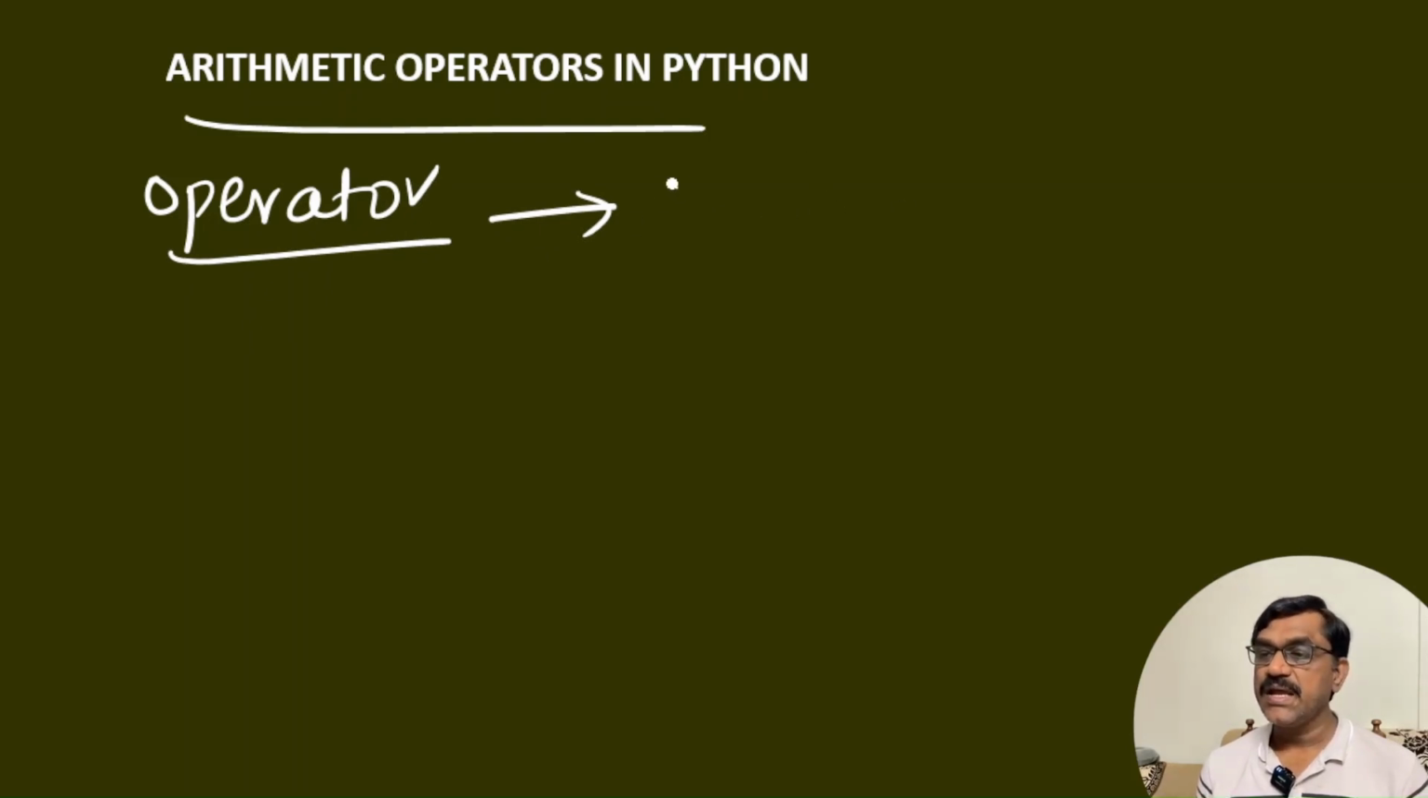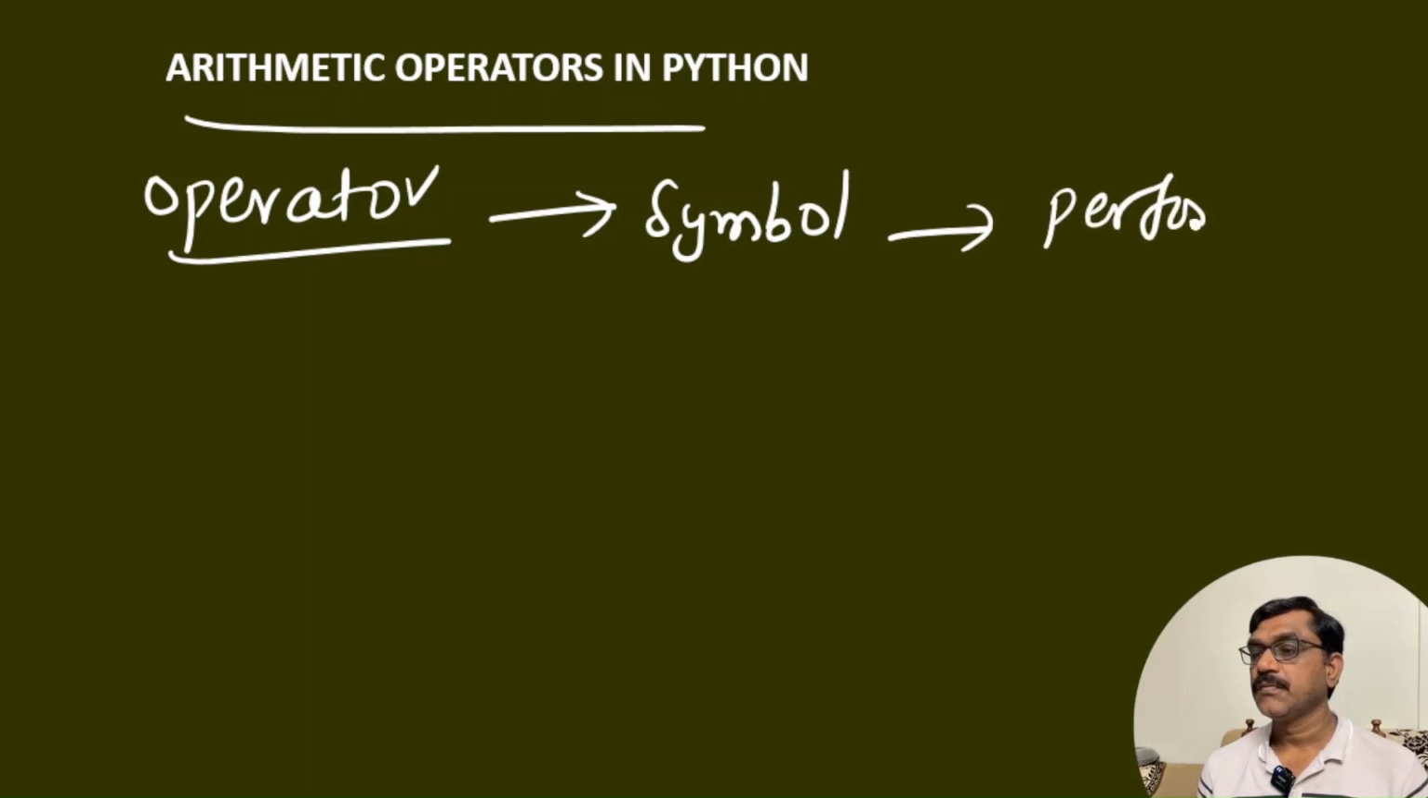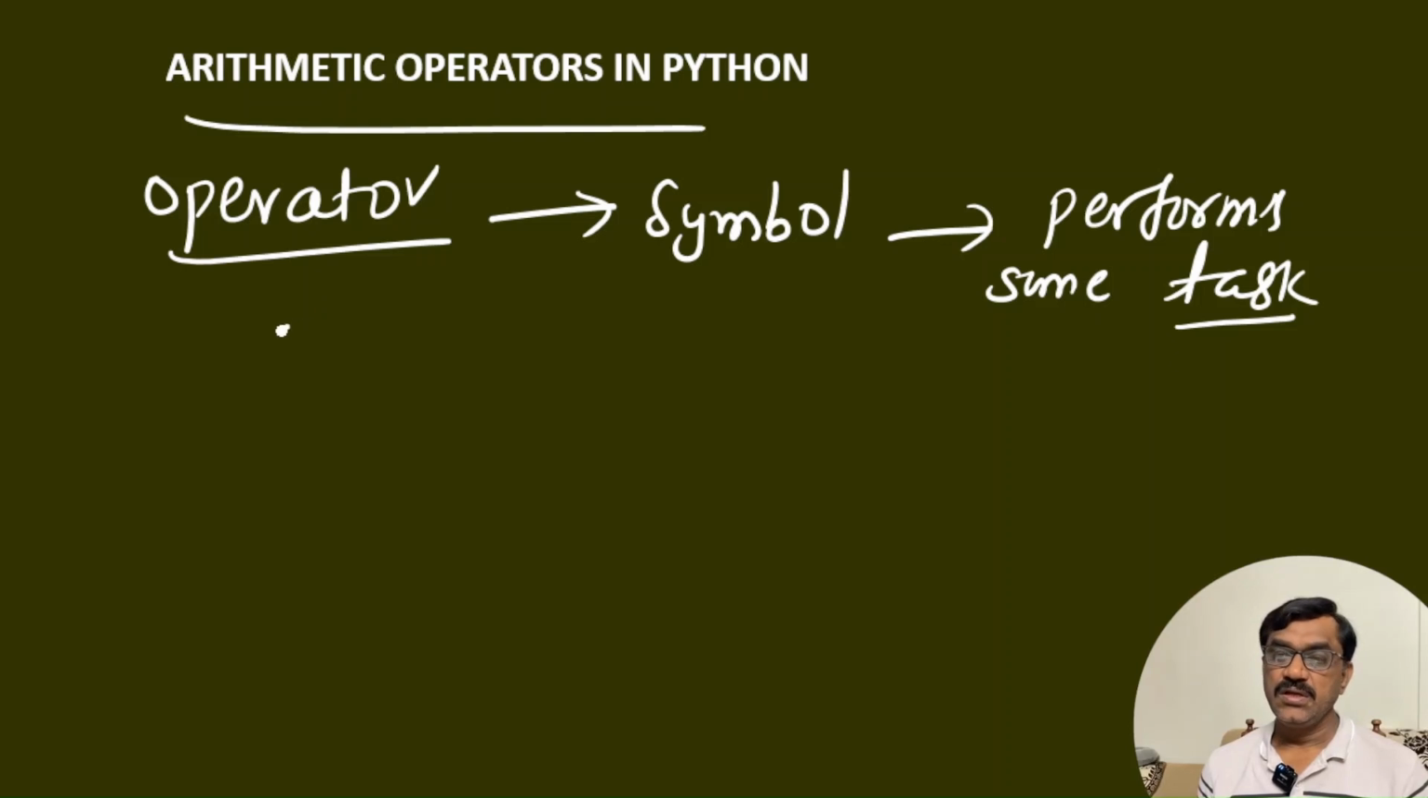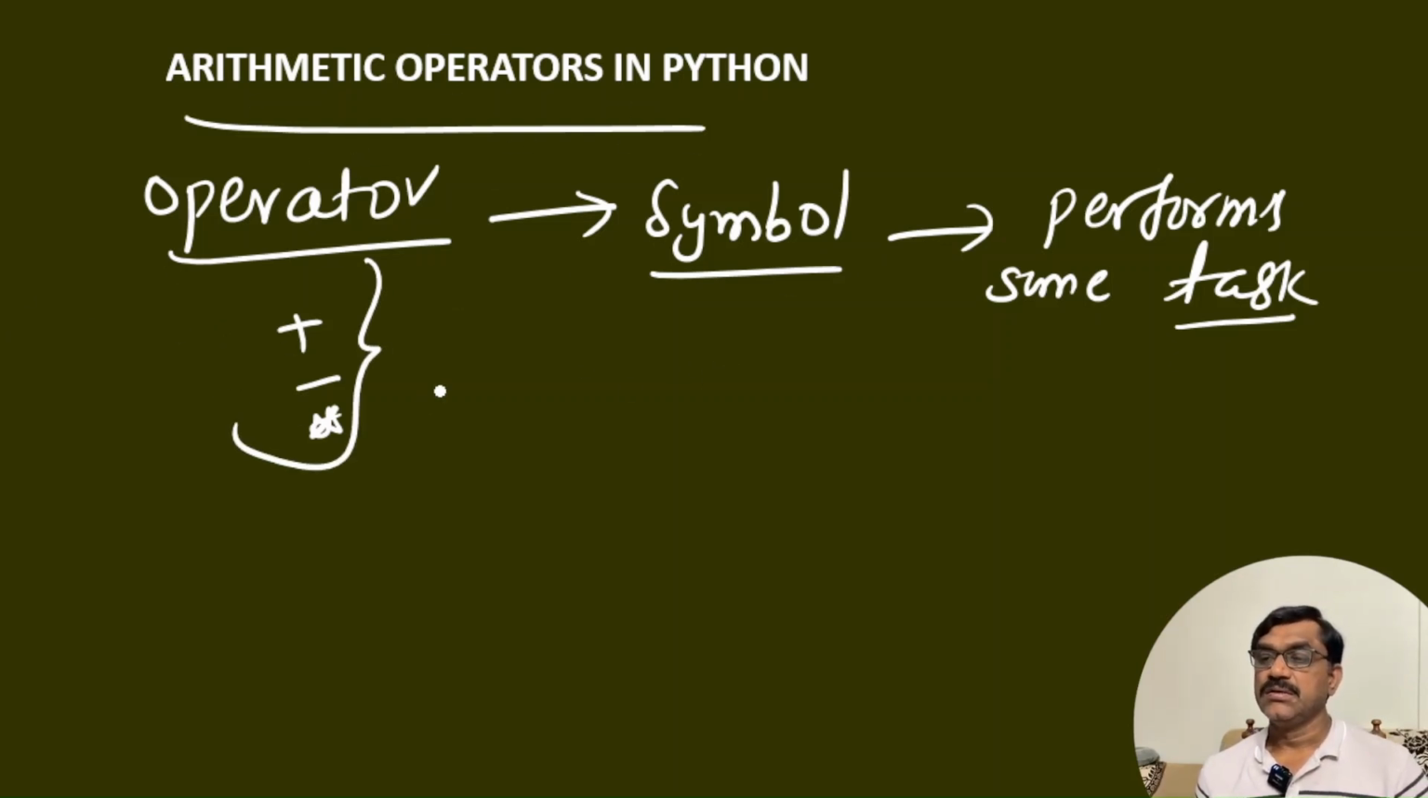An operator is nothing but any symbol that performs some task. Any symbol that performs some kind of operation, or we can say some task. Maybe addition, subtraction, multiplication, any operation. Any operation that it is capable of doing, that is called an operator, or we call it a symbol which performs some task or some operation. Let us discuss what arithmetic operators we have in Python.